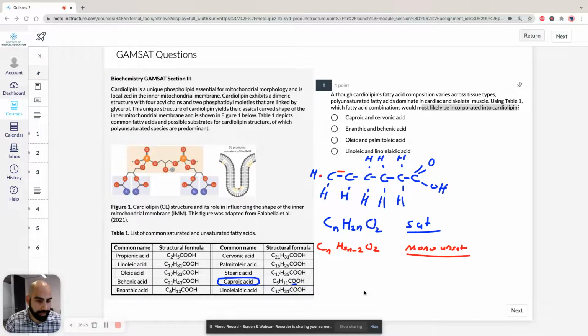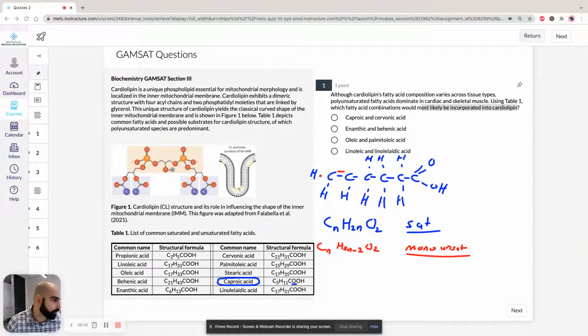That's the key here. A monounsaturated fatty acid has 2 fewer hydrogens than its saturated form. That's the best way to remember it. Again, you can look through the list and substitute these formulae to find which are saturated and which are monounsaturated. But finally, let's figure out polyunsaturated.